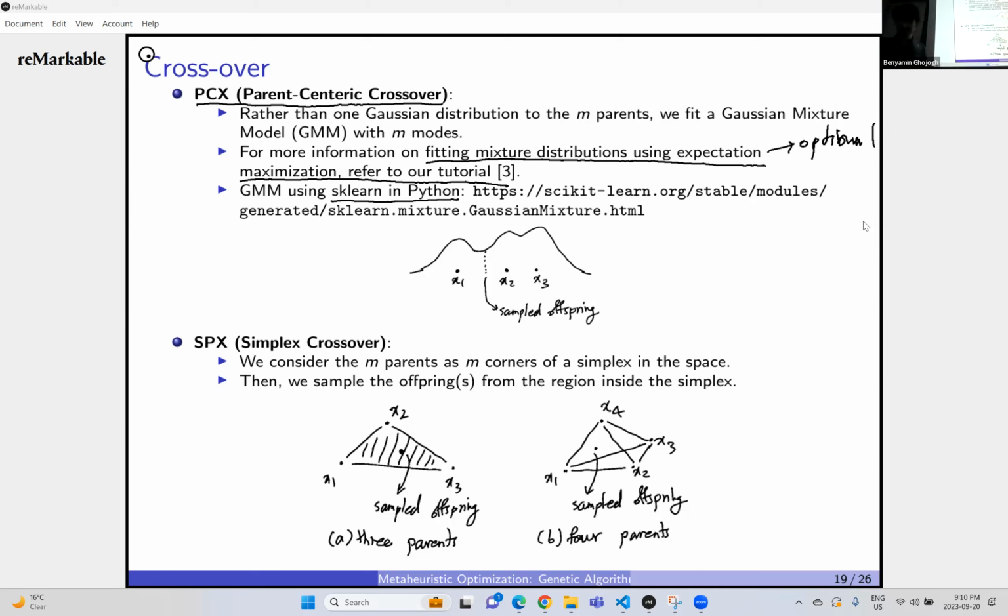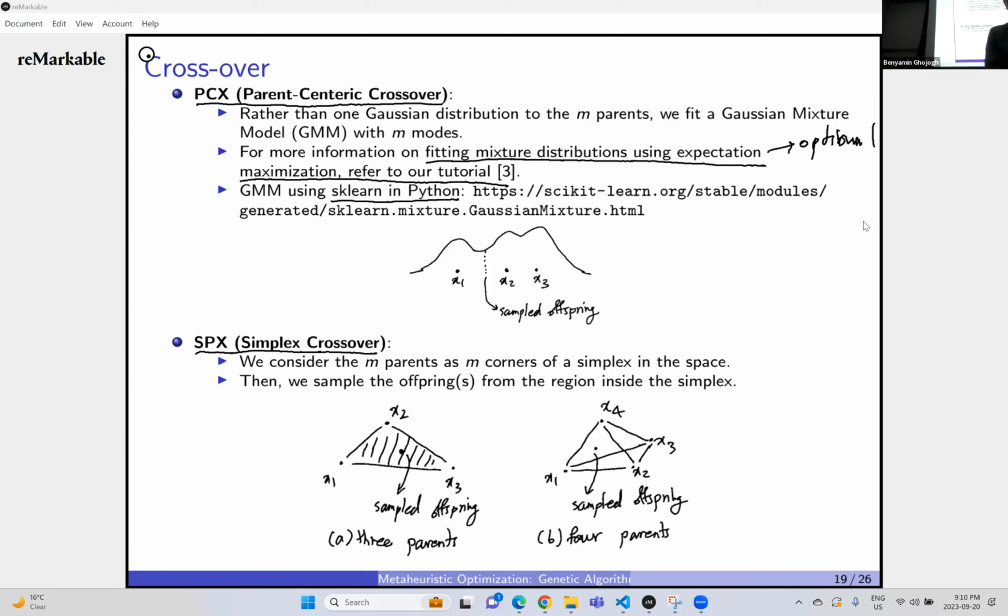Okay. Another technique is SPX, or simplex crossover. Do you know what a simplex is in mathematics? You can see a simplex as a generalization of a triangle to higher dimensions. So in 2D, this is a triangle, right? In 3D, it becomes a pyramid. In 4D, you need to imagine it. We call all of these simplex: simplex in 2D, simplex in 3D, simplex in 4D.